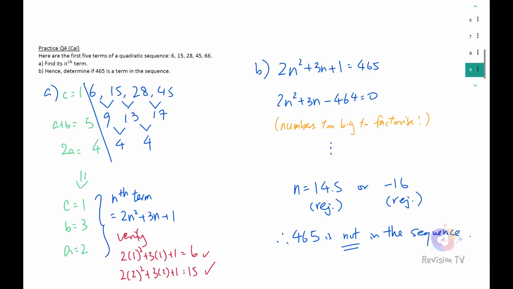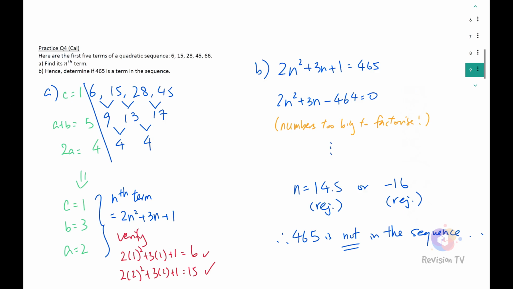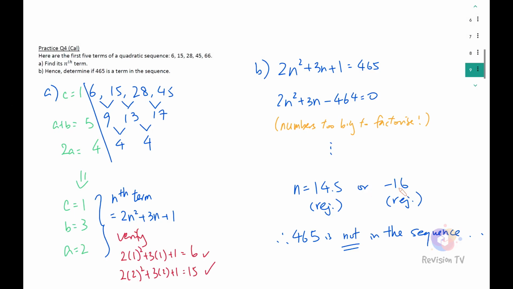Here are the answers. Hopefully you realize why this is in a calculator paper, mainly because these numbers are too big to factorize, and therefore we have to use the quadratic formula. If you don't know the quadratic formula, have a look at the video I've done about it. What we found is 14.5 and minus 16. One is a decimal, one is negative. We can't have a decimal term. We can't have a negative term either. Therefore, 465 is not in the sequence.